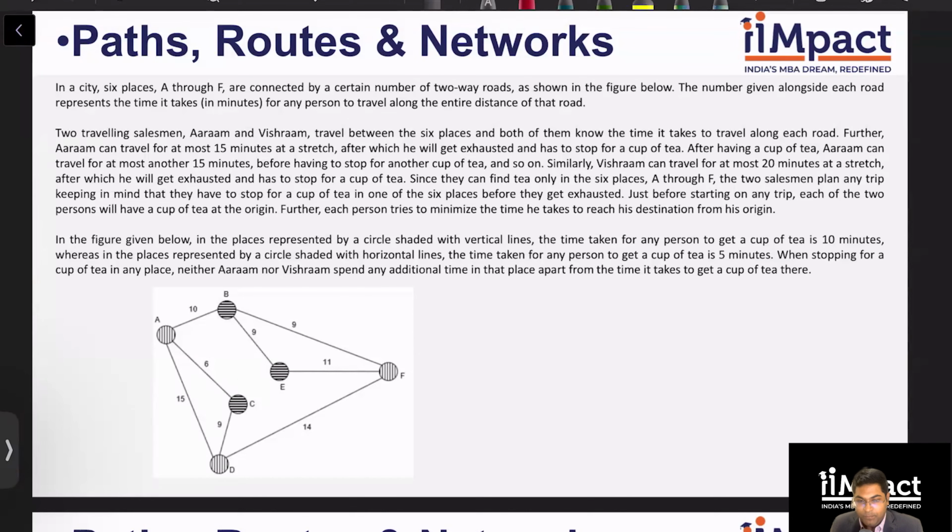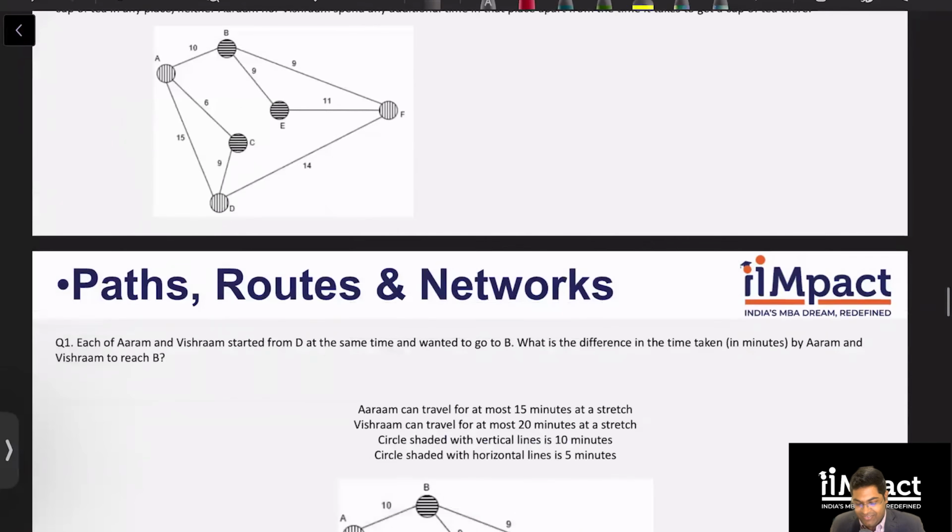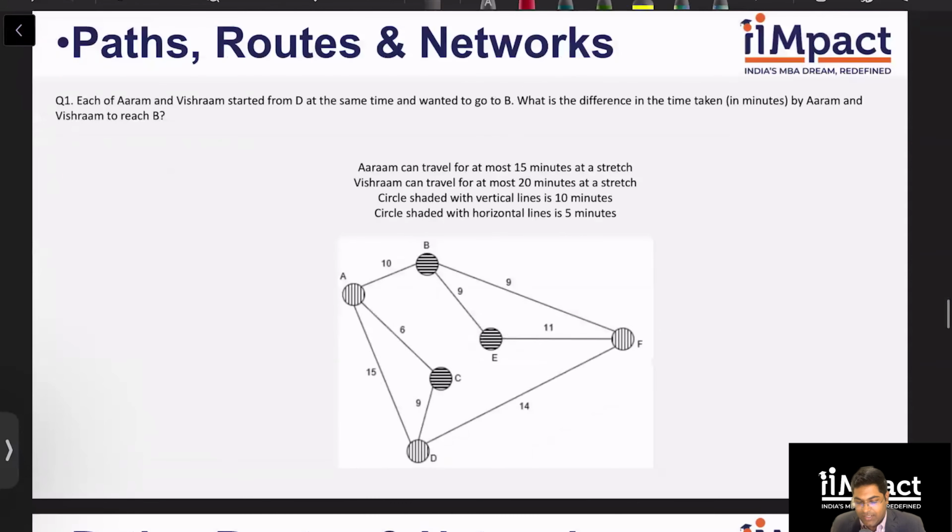Okay, that's it. In the figure given below, the places represented by the circle shaded with vertical lines have a 10-minute break and a horizontal line has 5-minute break. When stopping for a cup of tea, they don't waste any other time. That's all that is given to us. So all of this, long RC, we can summarize in 4 lines. Aram can travel 15 minutes, Vishram travels 20 minutes, vertical lines is 10 minutes, horizontal lines is 5 minutes. That's it.